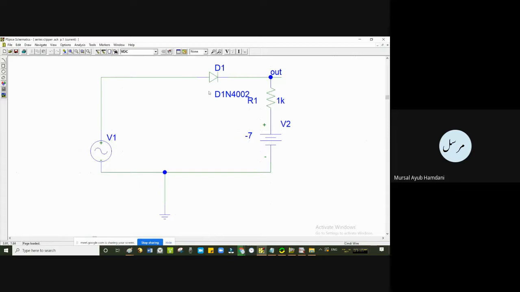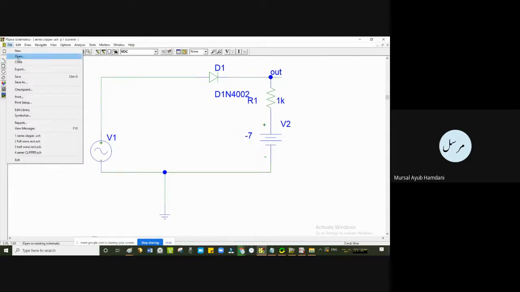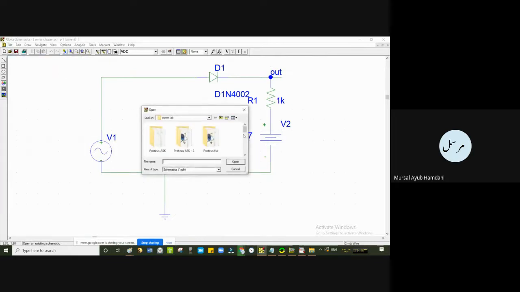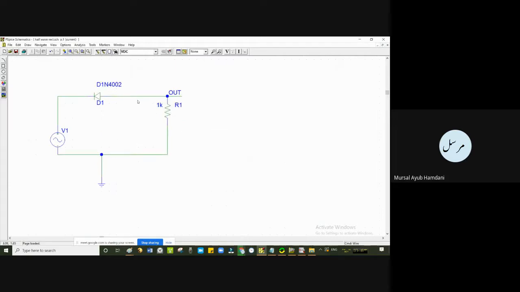Yeah, I just need to change this, and let me keep it like this only. I shall change file, open, half wave rectifier. Okay, this one it was. I just need to add one small VC here, and let me keep its value as 7V. Okay.